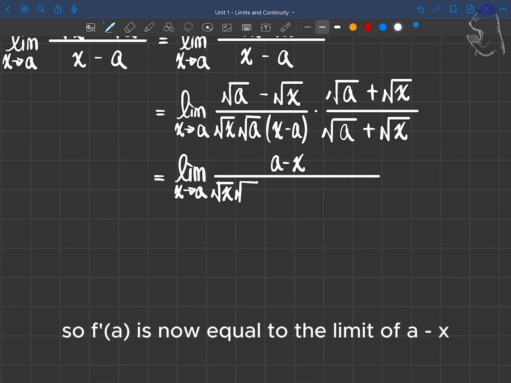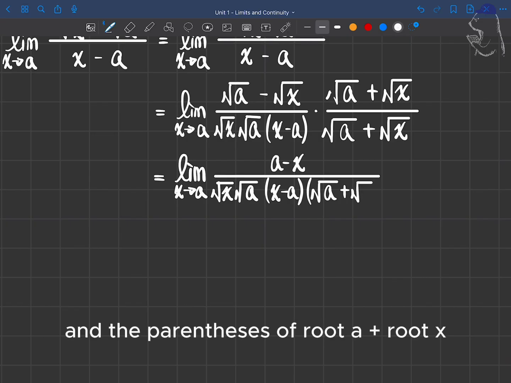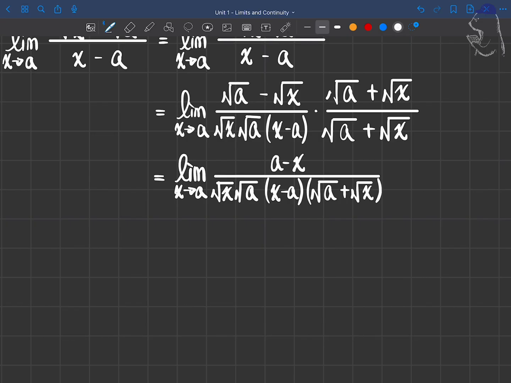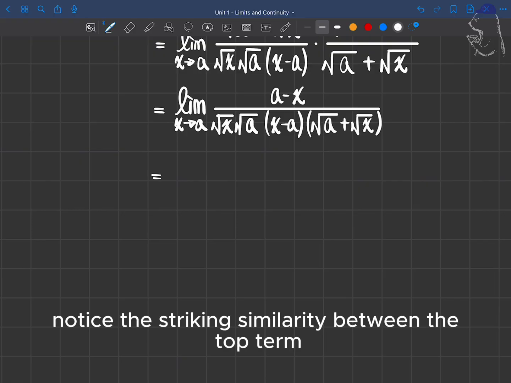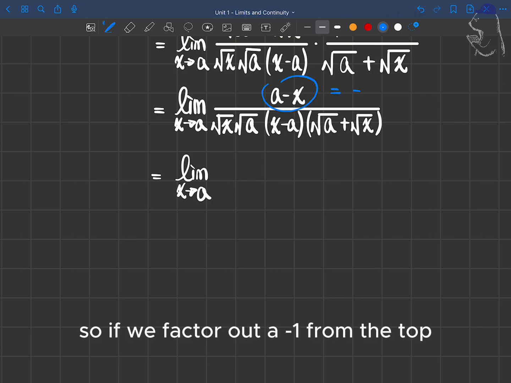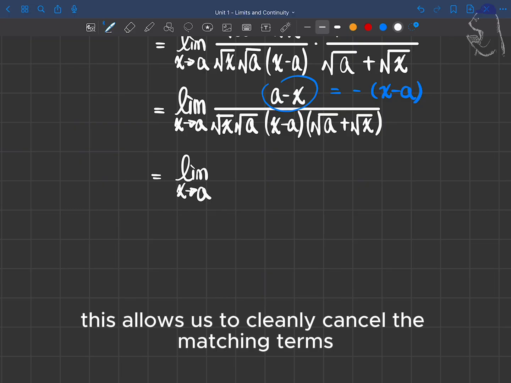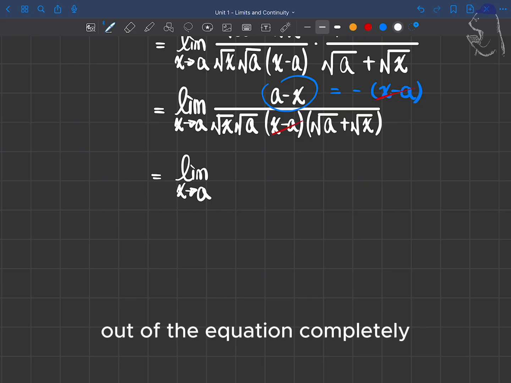Now look at how our limit expression transforms. So f prime of a is now equal to the limit of a minus x divided by root x times root a times the parenthesis of x minus a and the parenthesis of root a plus root x. Notice the striking similarity between the top term a minus x and the bottom factor x minus a. They are exact opposites. So if we factor out a negative 1 from the top, we can rewrite a minus x as negative of x minus a. This allows us to cleanly cancel the matching terms out of the equation completely.